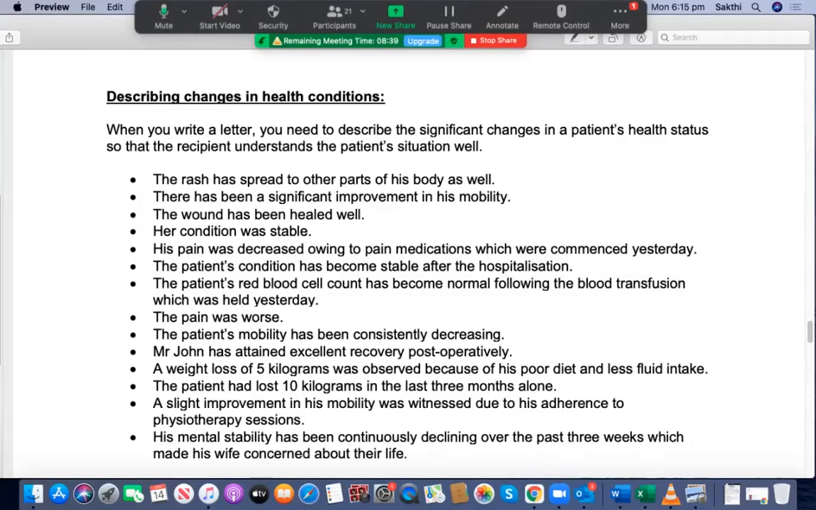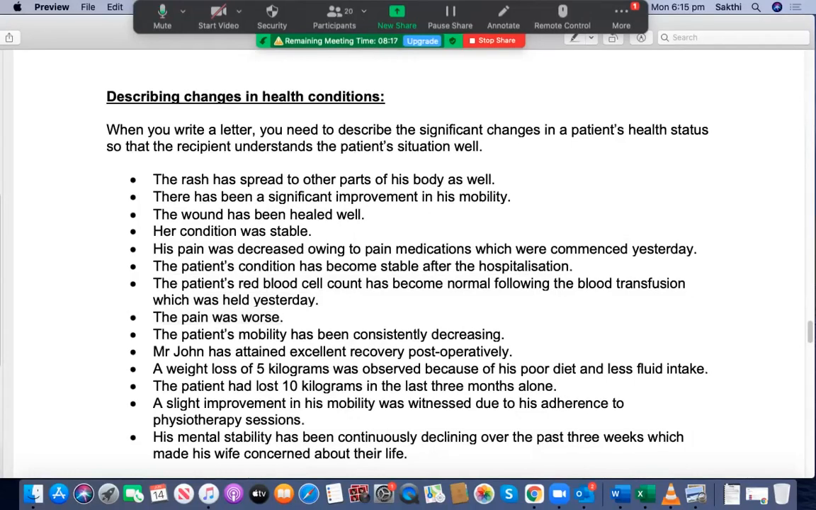So this is a complex sentence. If you say the patient's red blood cell count has become normal following the blood transfusion, if you stop here itself, it's a simple sentence. So what I have done is, I haven't done much. I have just added a question mark, a WH question, and then I have just expanded it, which was held yesterday. The pain was worse.